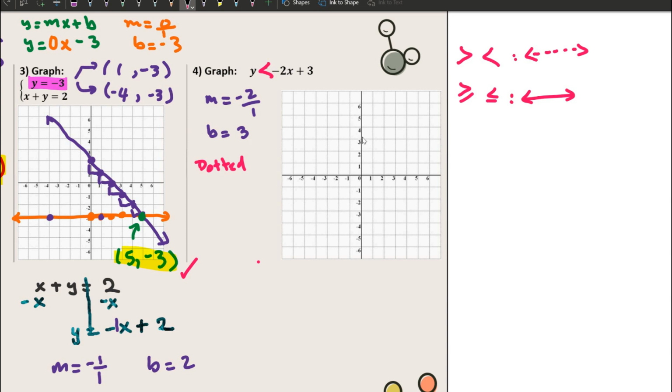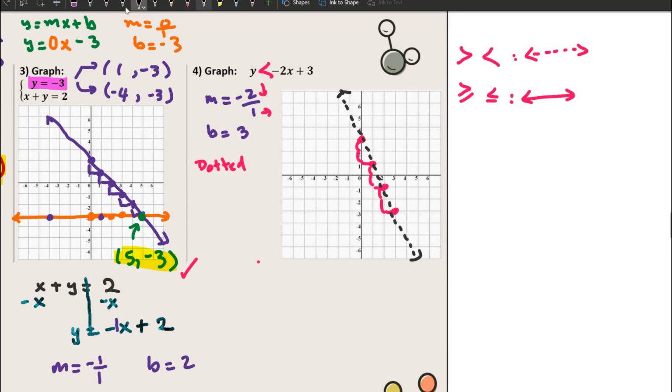Okay, so we're going to graph this. We're going to begin at 3. -2 means down 2 over 1. Down 2 over 1, down 2 over 1. And then we connect the points with the dotted line. So it looks like this.